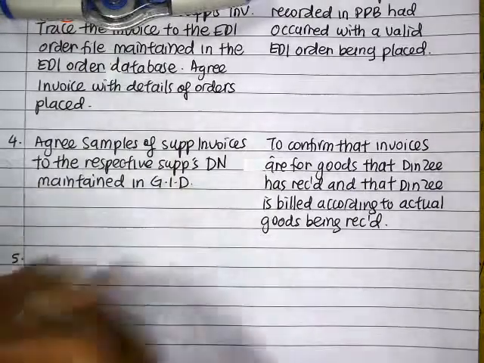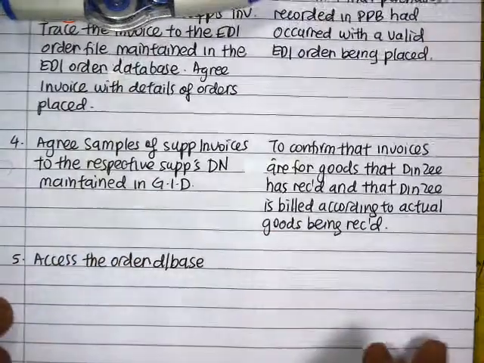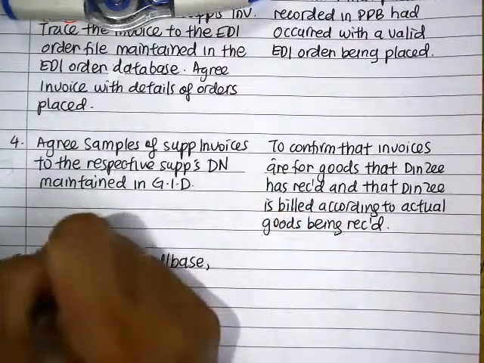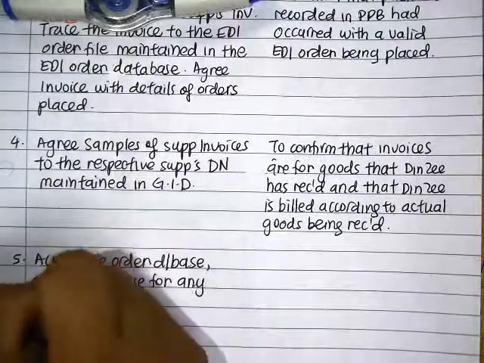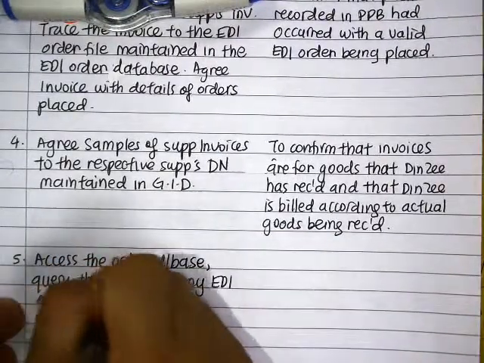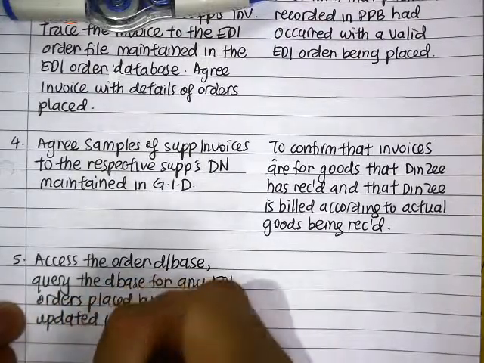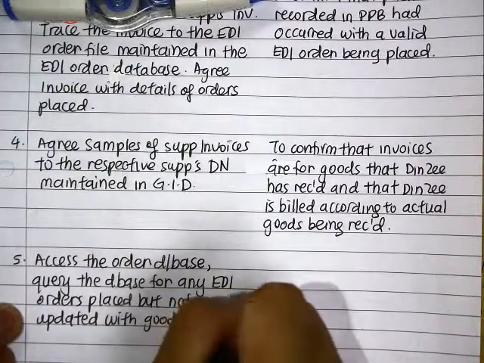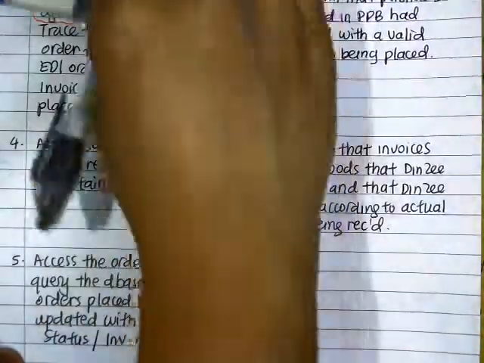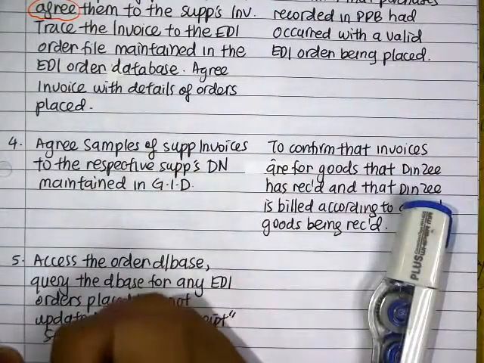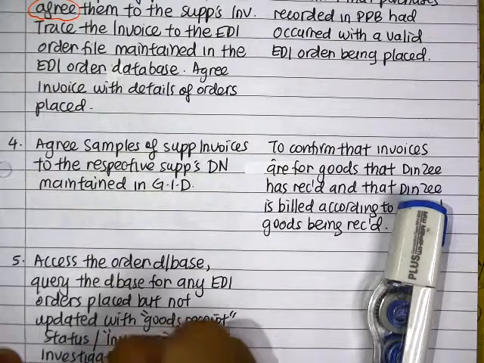You see now? So what we can do is we can have an access to the order database, query the database for any EDI orders placed but not updated with the goods receipt status or the invoice receipt status. Investigate if any.